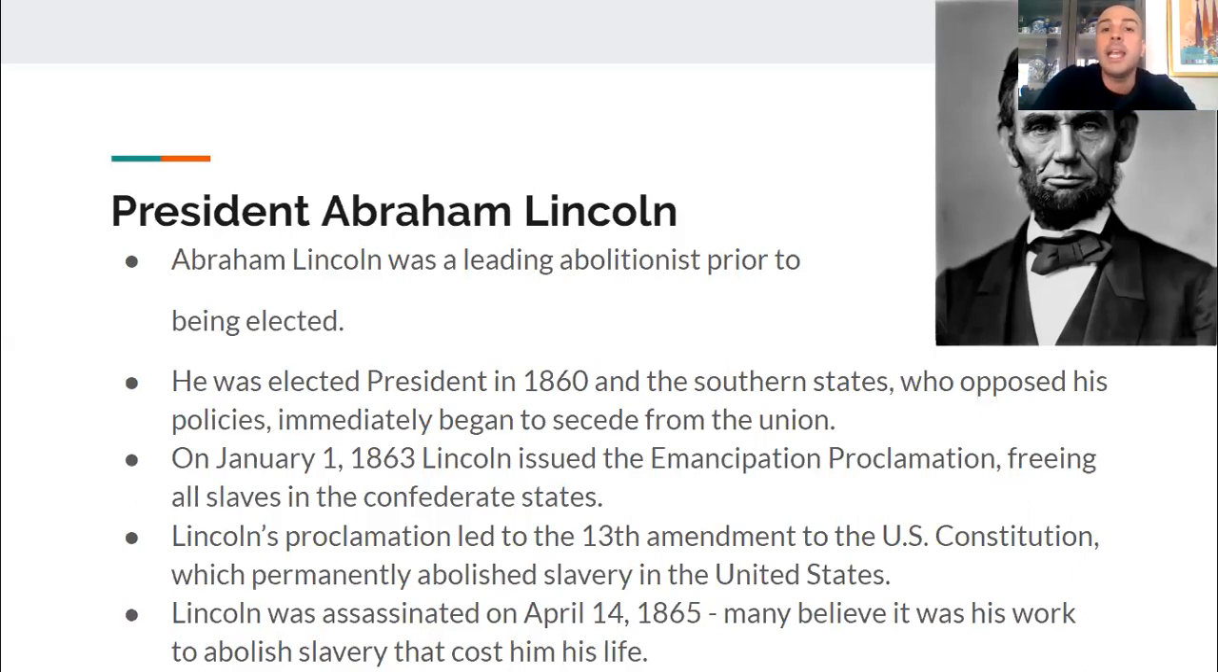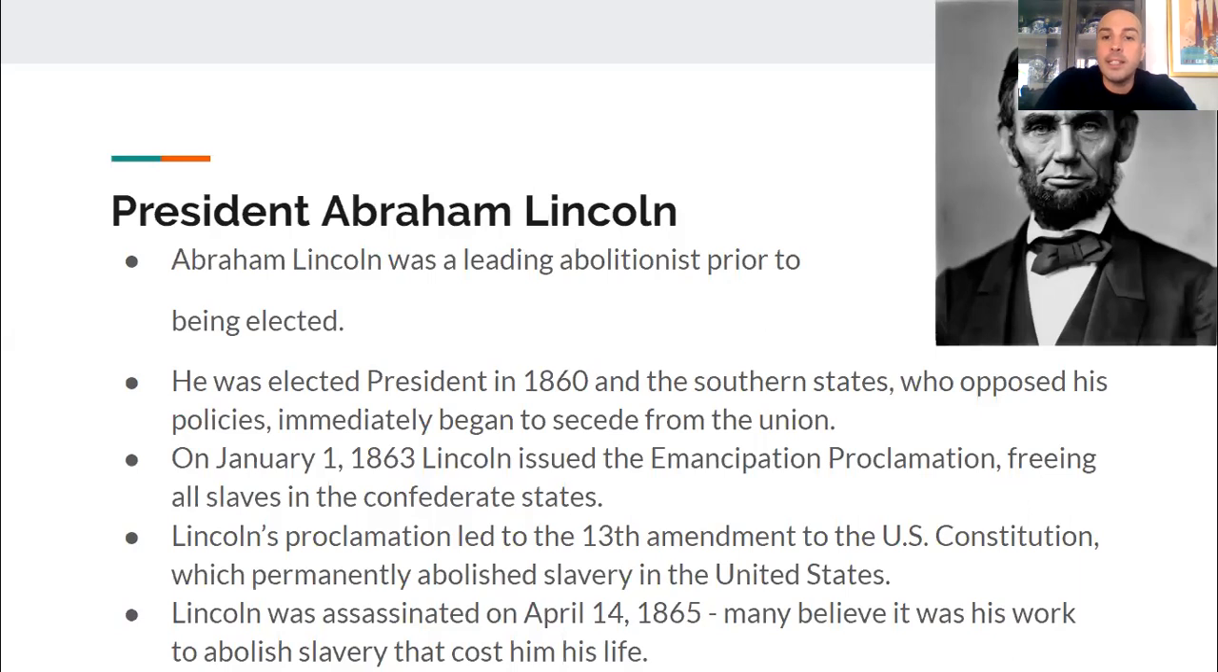He was a leading abolitionist prior to being elected. An abolitionist was someone who wanted to abolish slavery. So he was a leading abolitionist before he even became president. He was known for those policies, which, as he was running for president, and therefore when he was elected, fear spread among those southern states who did not want to abolish slavery.